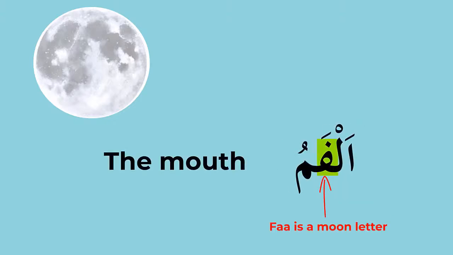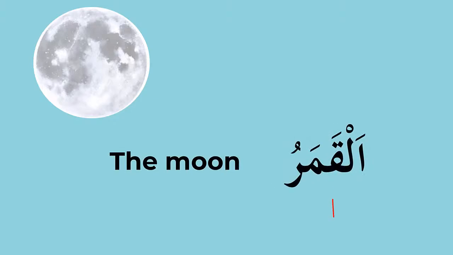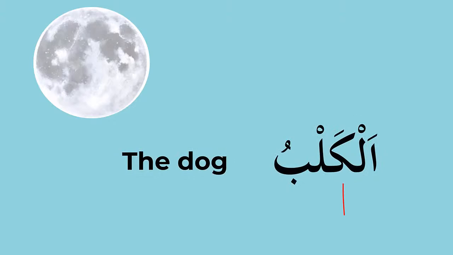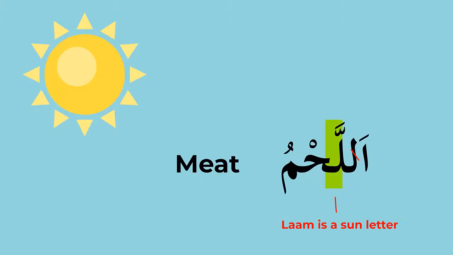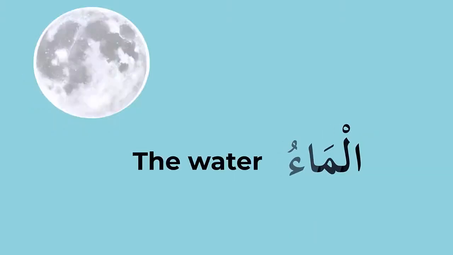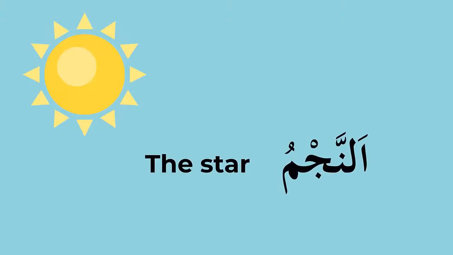Al-famu, mouth. Famu, brother? Mouth. Al-kamaru, the moon. Al-kalbu, the dog. Al-lahmu, meat. Okay, and then we have al-ma'u, the water. An-najm. Okay, fine, brothers and sisters.